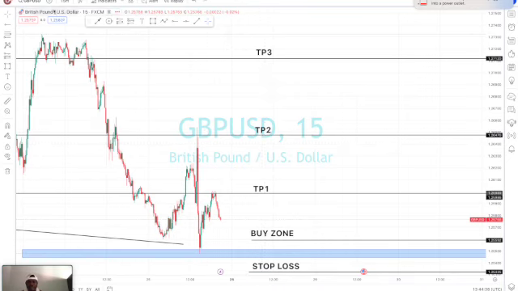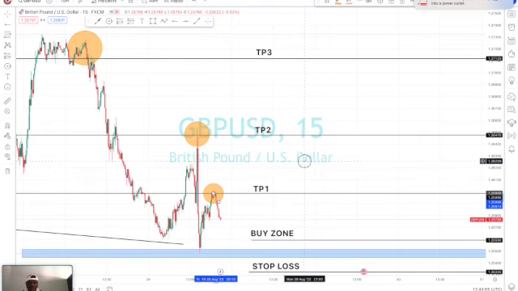The reason why I'm doing this is this. Let me draw this. We have this structure right here that can reverse the market. One. We also have this one right here that can reject the market. Two. Then we also have this one right here that can also reject the market. Three. Now that is why we have TP1, TP2, and TP3.